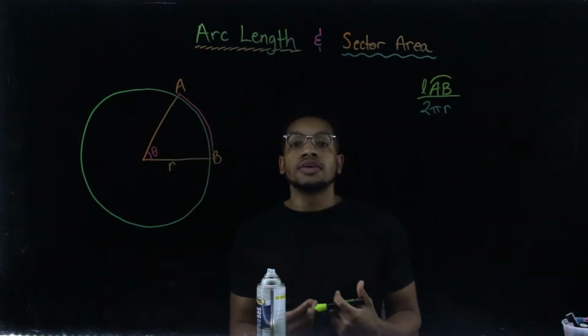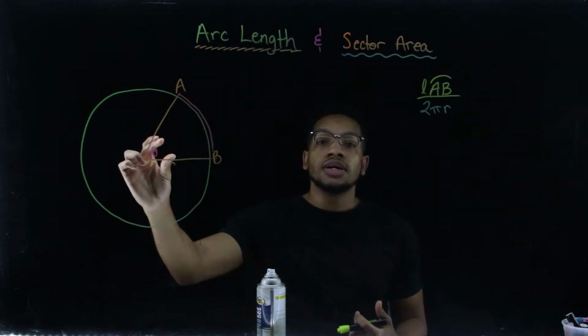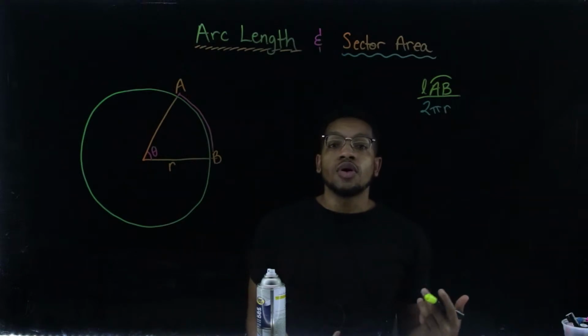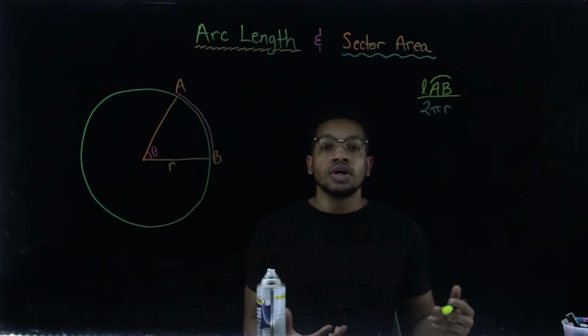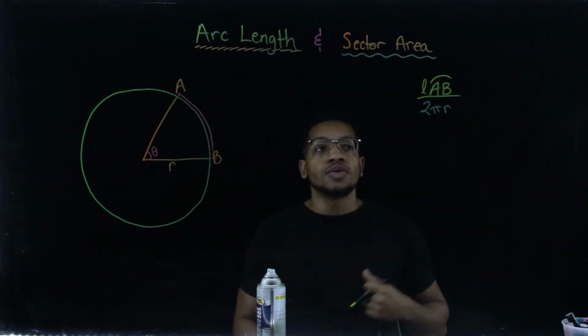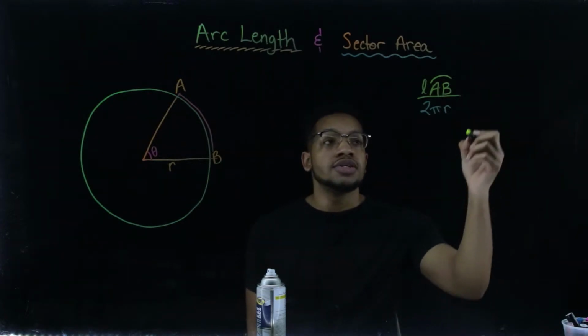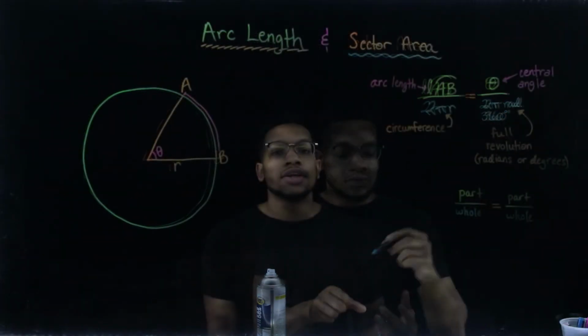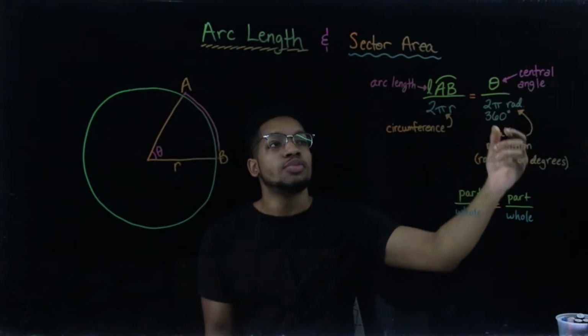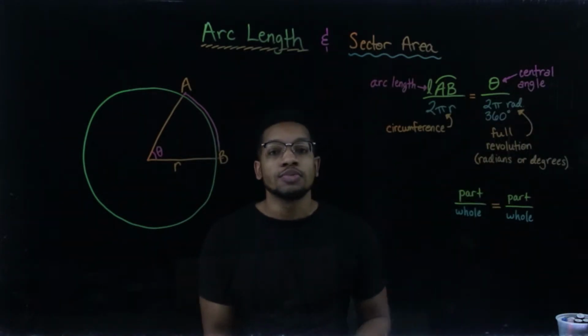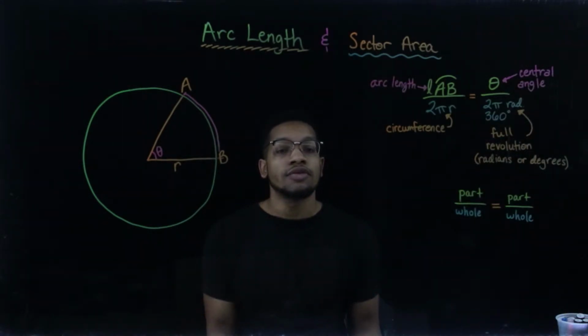And another way you can think of it is this angle theta is also a portion of the whole distance around the circle, which is 2 pi if we're talking about radians, or 360 if we're talking about degrees. Now that you have all 4 parts to your proportion, you can just go ahead and cross multiply, and then that'll show us how to solve for the arc length.